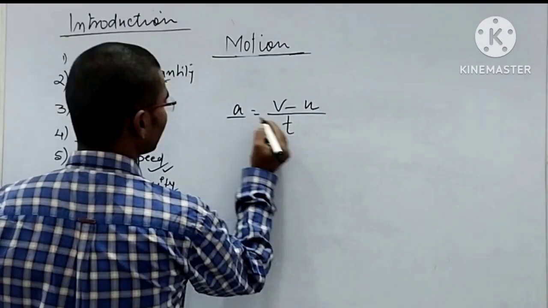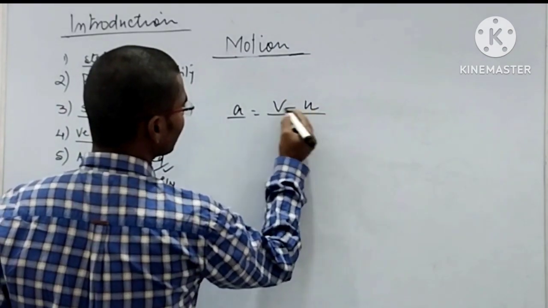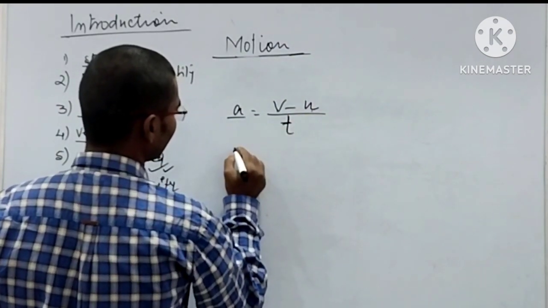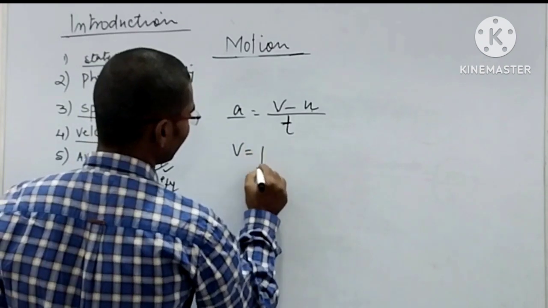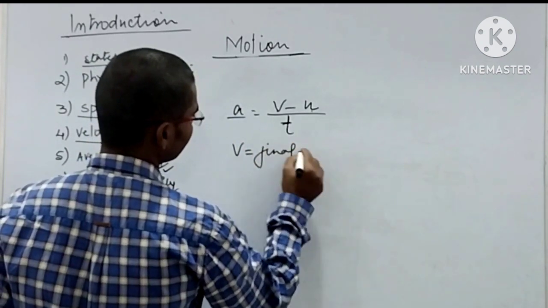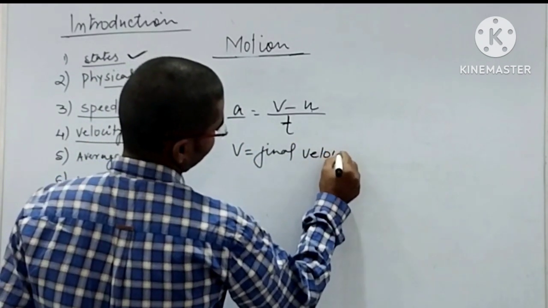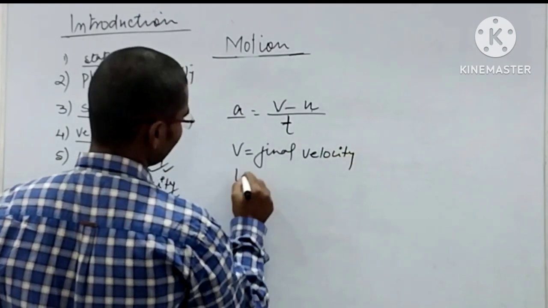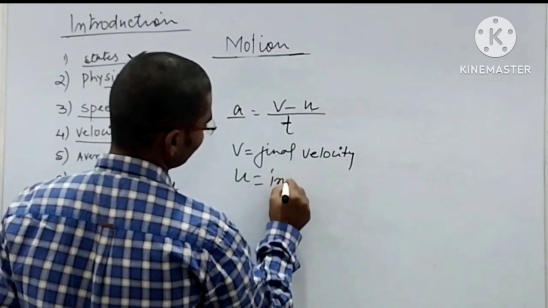What is acceleration? The rate of change of velocity is called acceleration, where v is the final velocity, u is the initial velocity.